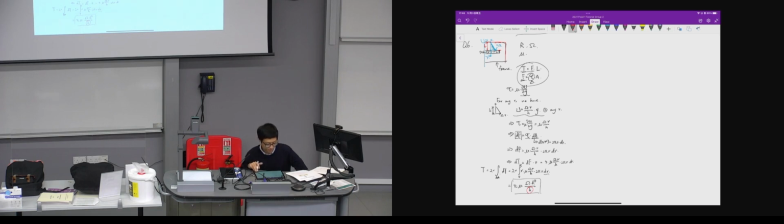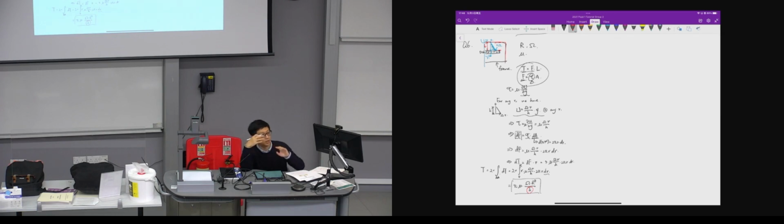Well, the problem is that for each torque, the arm also changes with the location. So you need to put that r in the integration. Because for each small element, if the location of that small element changes, the arm also changes. So you cannot put that r outside.